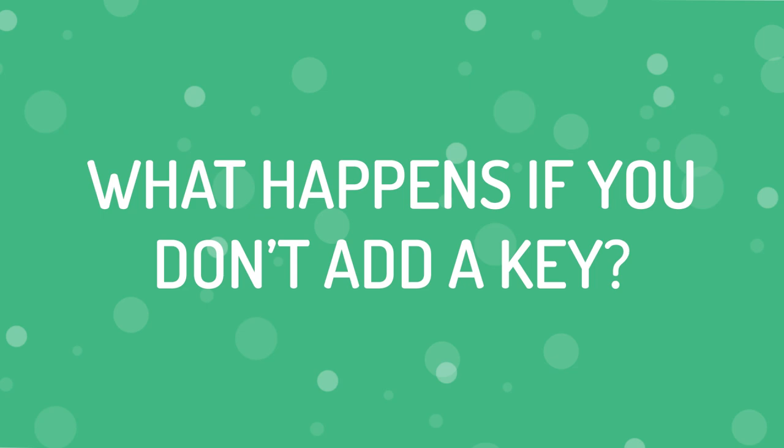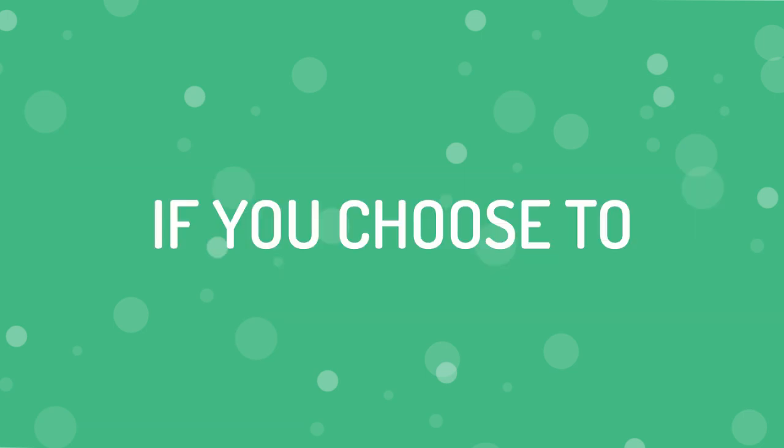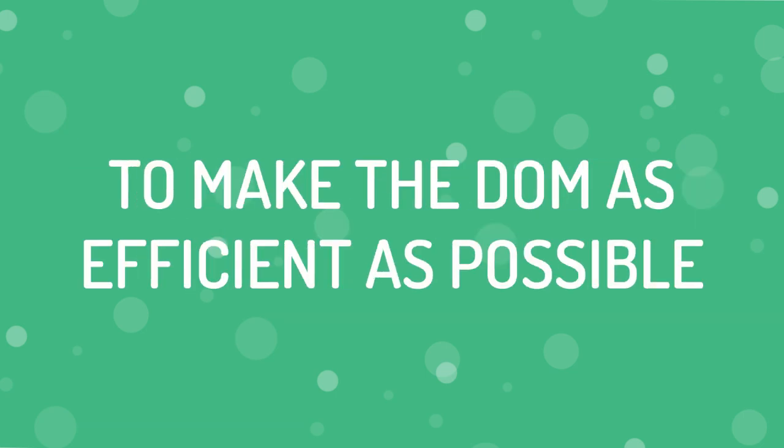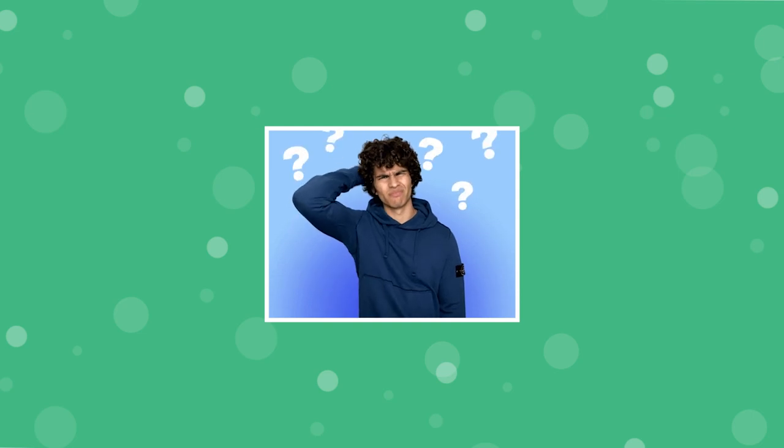So you might be wondering, what happens if I actually don't define a key within my loop? Well, first off, if you have the ESLint plugin for Vue installed within your application, then you've probably been prompted with this wonderful message right here saying that it's required to have a key attribute defined within your v-for loop. If you choose to ignore that, then what's going to happen is Vue is going to attempt to make the DOM as efficient as possible using what they call an in-place patch strategy, which could lead to some undesired or head-scratching behavior.